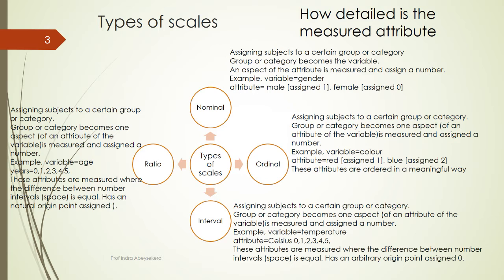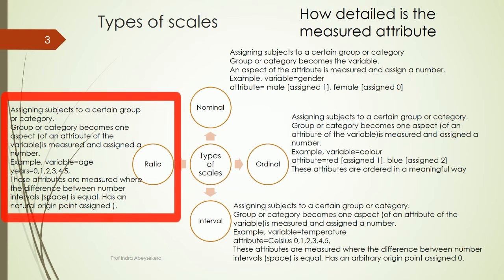Ratio scale is another, and again the differences between numbers are equal, but the 0 point is a natural 0 point. For example, the variable age. Age is a concept, it's conceptual, and we can measure that using numbers, asking how old are you, or the years 0, 1, 2, 3, and so forth.